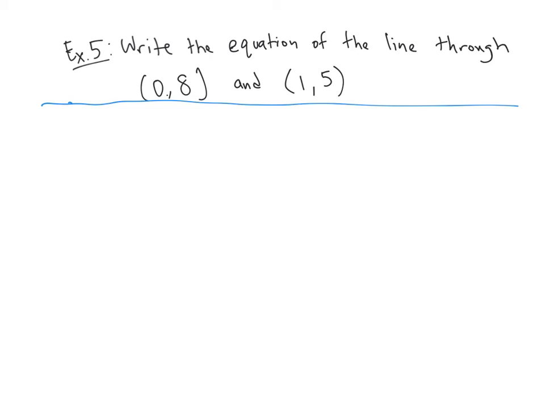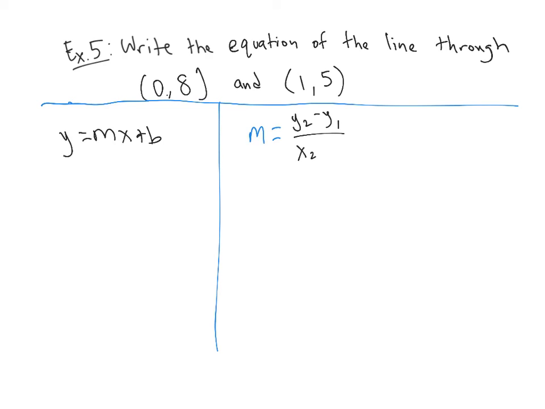So we're going to write the equation of the line through the points (0, 8) and (1, 5). Again, that means we're going to want to write y equals mx plus b. Our first step of that is going to be to find our slope. So I want you to start with that. m is going to be equal to y2 minus y1 over x2 minus x1. So go ahead and calculate that slope and enter your answer once you're ready.